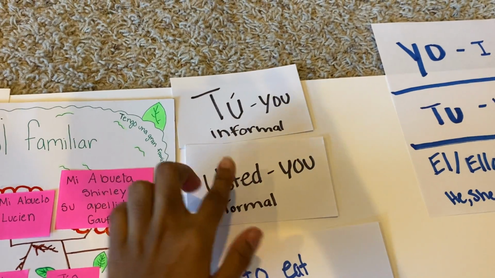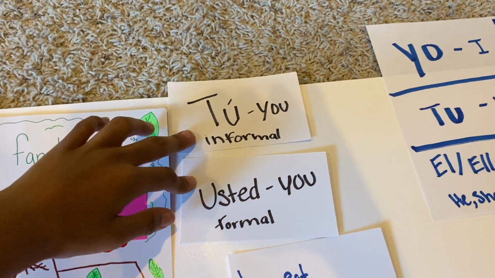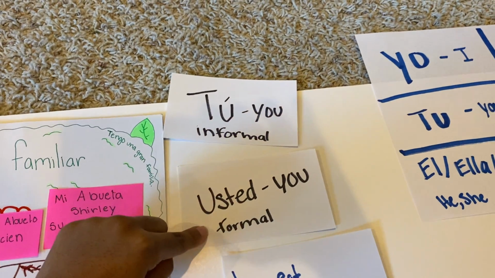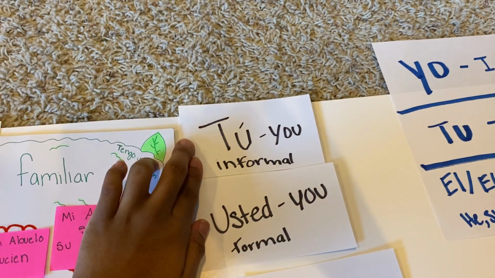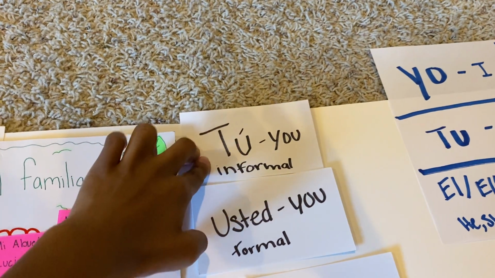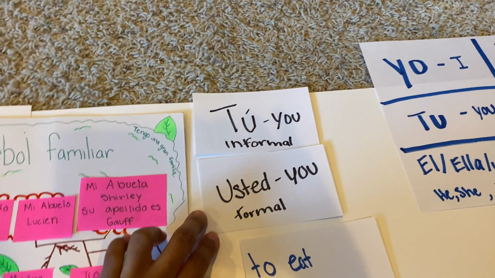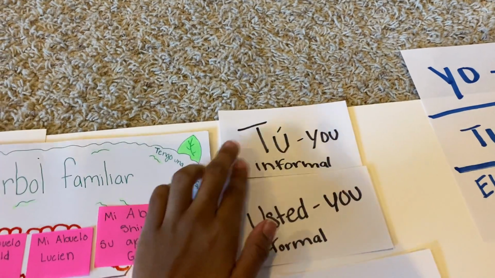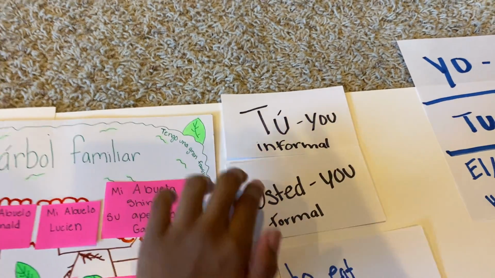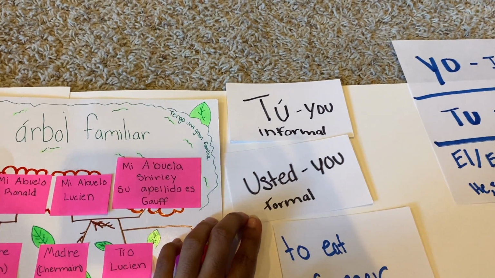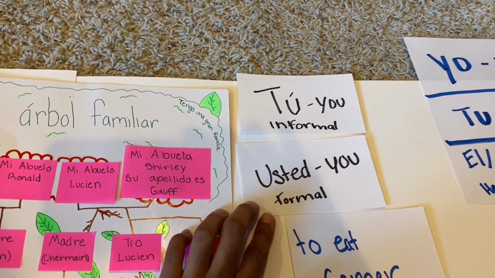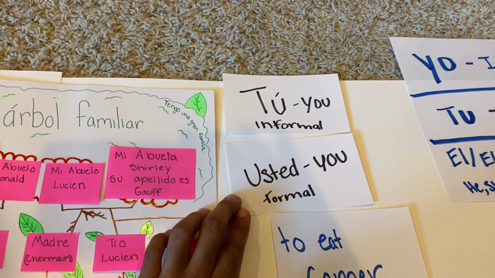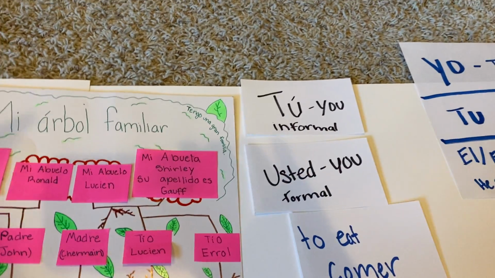Now that I've shown you my family tree, next we will move on to tú and usted. Usted and tú both mean you. One is formal, one is informal. Tú is informal, usted is formal. So if I were talking to a friend, I would use tú. If I were talking to someone of higher authority, or if I were talking to my grandmother, my abuela or my abuelo, I would use usted.